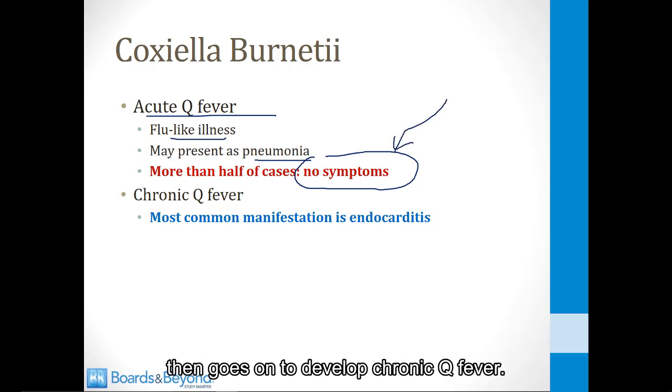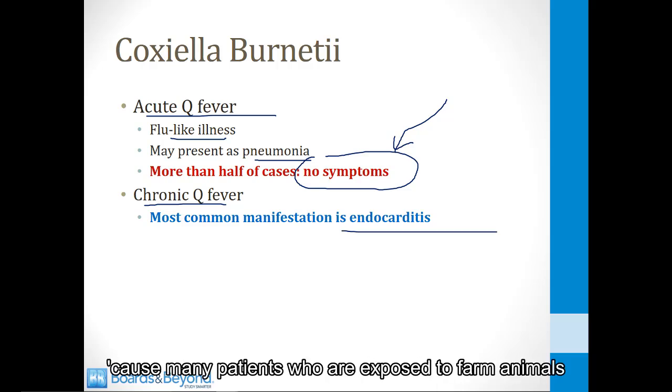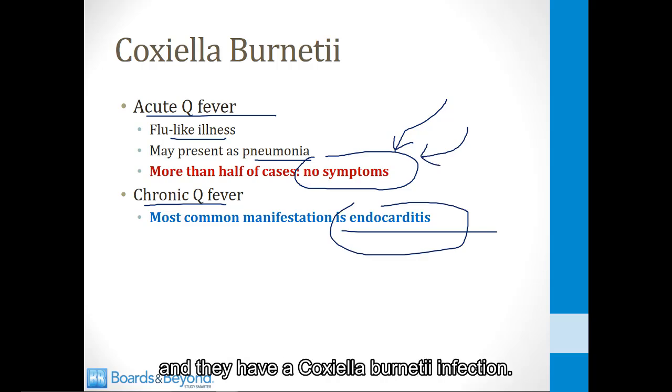So a patient who has acute Q fever and doesn't get it treated, maybe because they had no symptoms, then goes on to develop chronic Q fever, and there are a number of manifestations of chronic Coxiella burnetii infection, but the most common one is endocarditis, and that's why this bacteria is often discussed as a cause of endocarditis, because many patients who are exposed to farm animals present with endocarditis. They don't recall having Q fever because they had no symptoms, and they have a Coxiella burnetii infection.